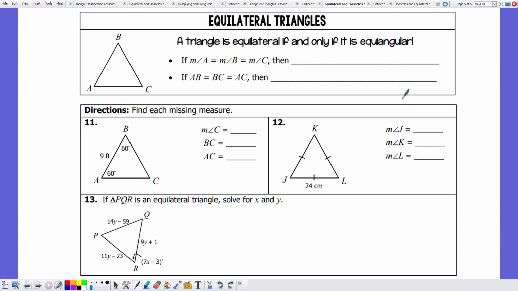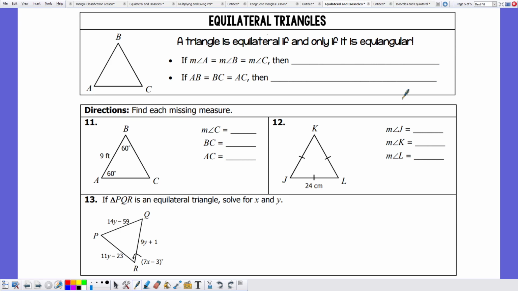Okay, now, on to our next special type of triangle, the equilateral triangle. These are probably the easiest types of triangles to deal with. An equilateral triangle is equilateral only if it is equiangular. So what this is saying is that if angle A is equal to angle B is equal to angle C, equiangular, then we have equilateral.